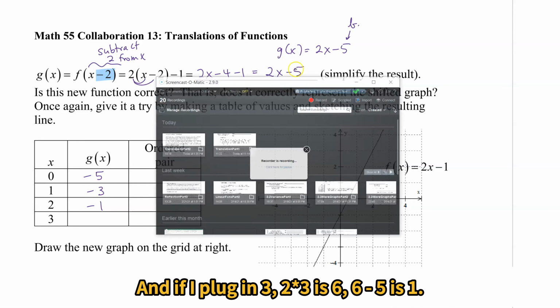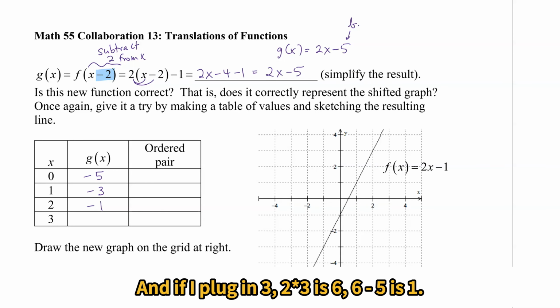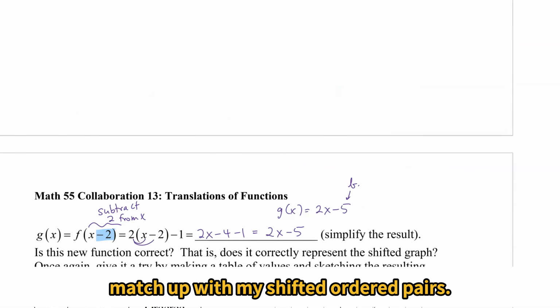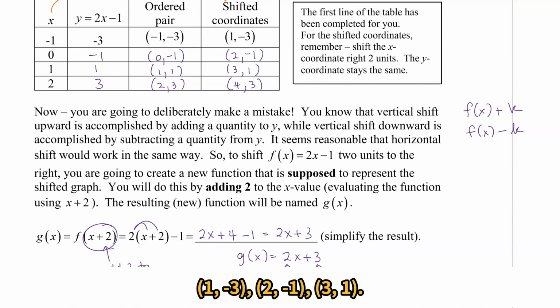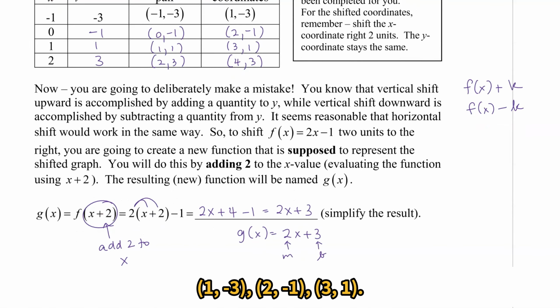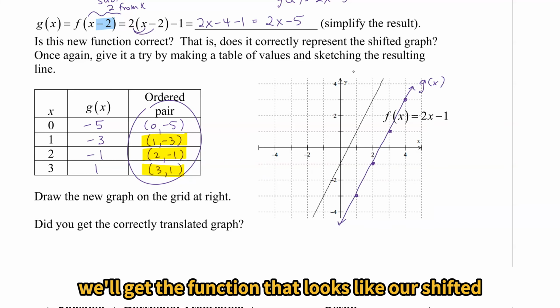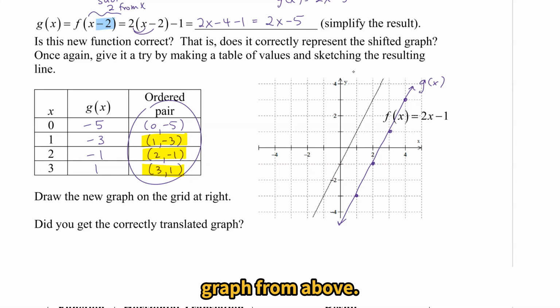And if I plug in 3, 2 times 3 is 6. 6 minus 5 is 1. So let's take a look and see if these ordered pairs match up with my shifted ordered pairs. 1, negative 3, 2, negative 1, 3, 1, and they do match up. If we graph these ordered pairs, we'll get the function that looks like our shifted graph from above.